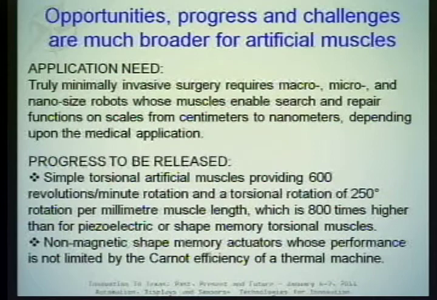In this short discussion, I have not been able to talk about the enormous amount of exciting work that's going on everywhere in the world, but I hope you've enjoyed this short discussion.